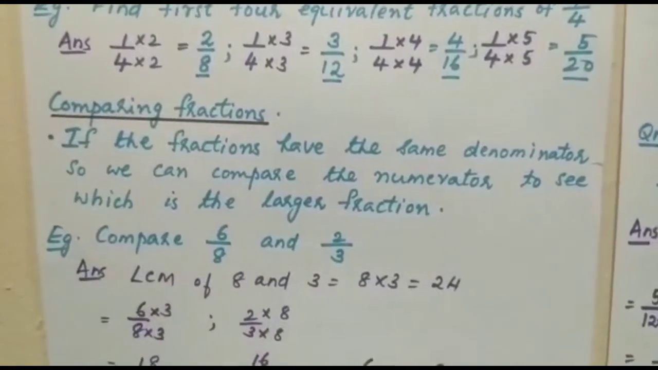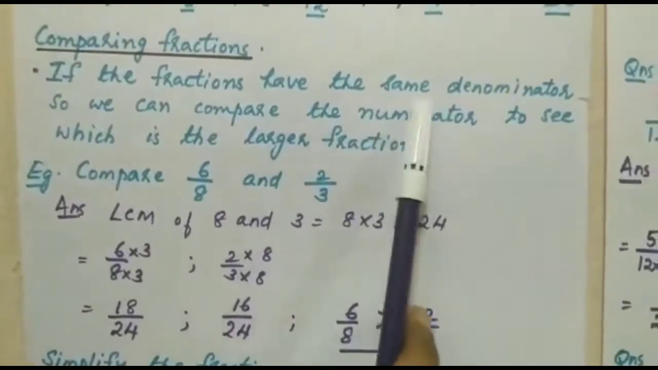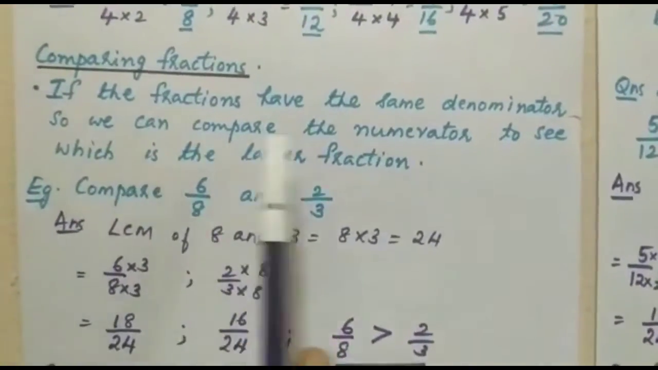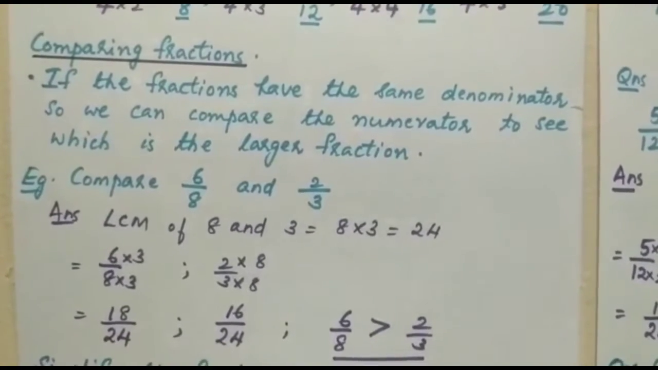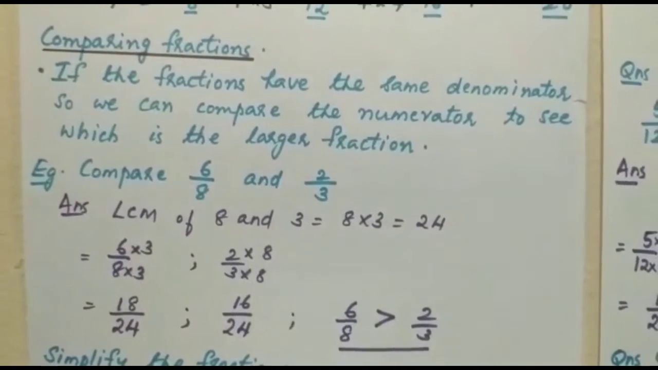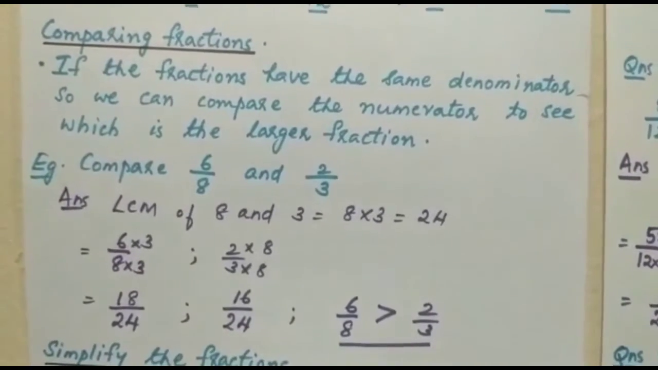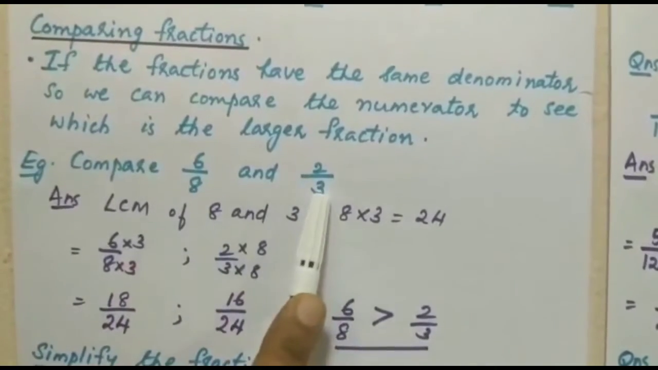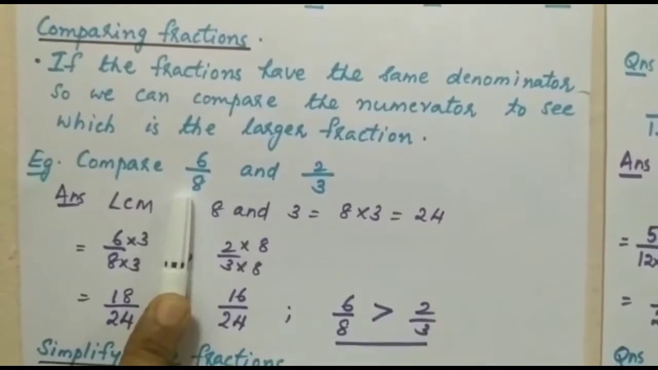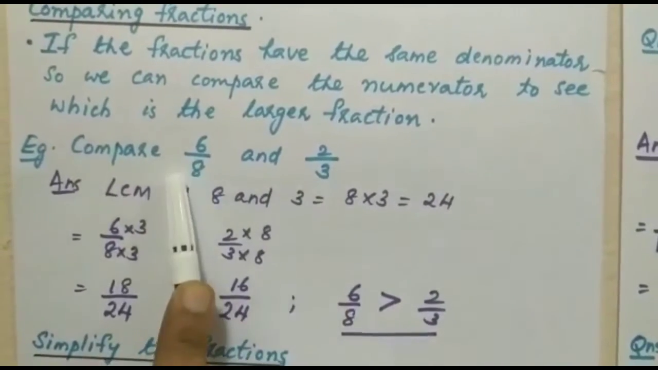Comparing fractions. Comparing fractions means if the fractions have the same denominator, we can compare the numerators to see which is a larger fraction. If you want to compare two fractions, the denominator must be the same. Then compare the numerators and find out which is greater. So example, 6 by 8 and 2 by 3. Here the denominator of one is 8 and another is 3. Both are different. So you have to make the denominators the same.